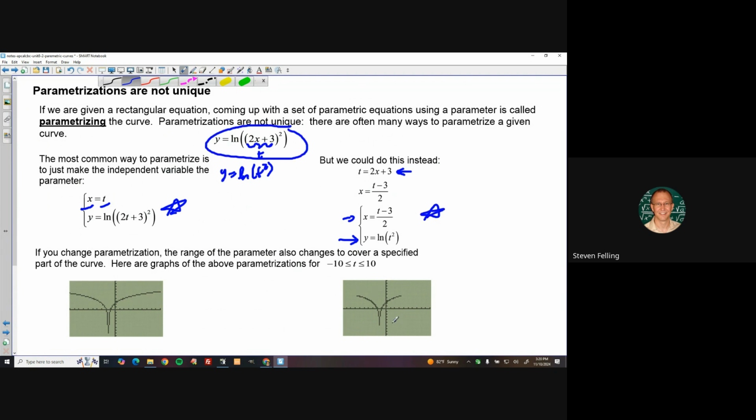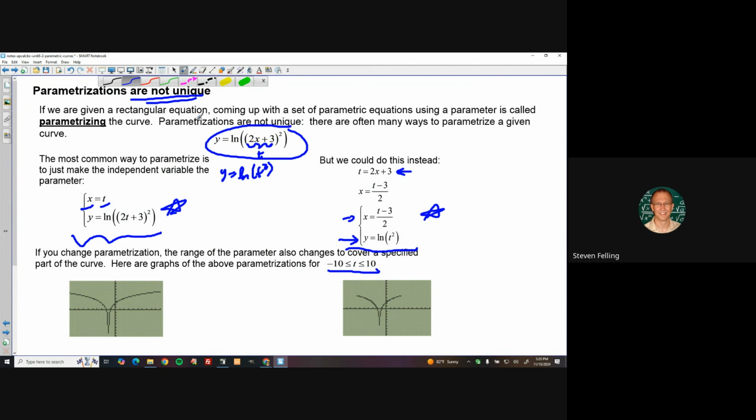If you graph them, they have the same curve shape. It's just that you might need to use different ranges of t to get different parts of the curve. So for example, if we just had t go from negative 10 to 10, it would graph more of the curve with this parameterization and less of the curve with this parameterization. But parameterizations are not unique, so there's more than one correct way to parameterize a curve.